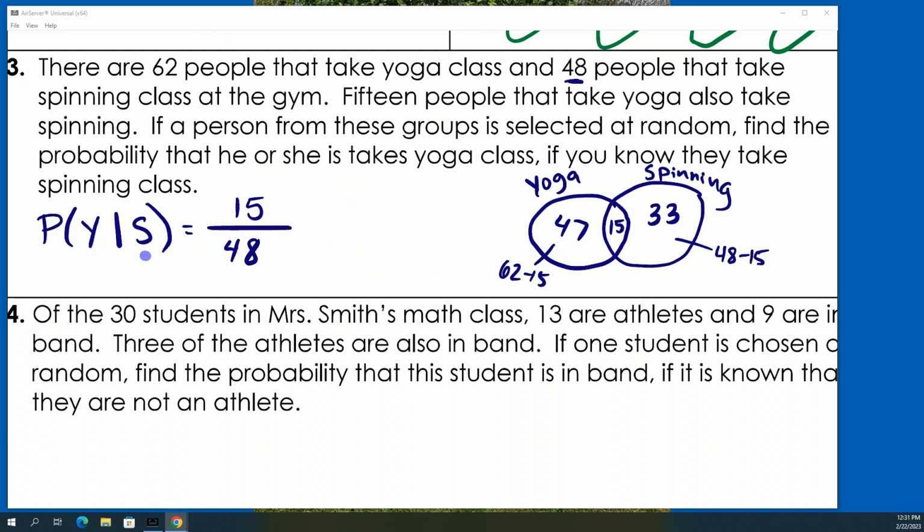Well, okay, so we know they're in a spinning class, so we know it's this group of people. So out of this group of people, how many of those are in yoga? No, we're not looking at the 47. All of these people take yoga. All of these people are in spinning class. We're only looking at the people in spinning class. So the people in that group that also take yoga are these 15. Right, that fraction will reduce. If you want to reduce it, it reduces to 5/16.